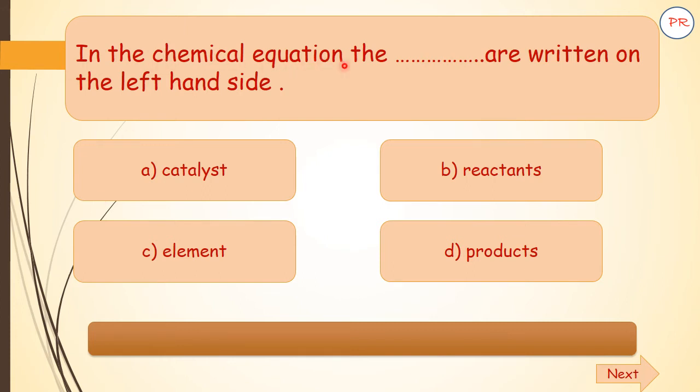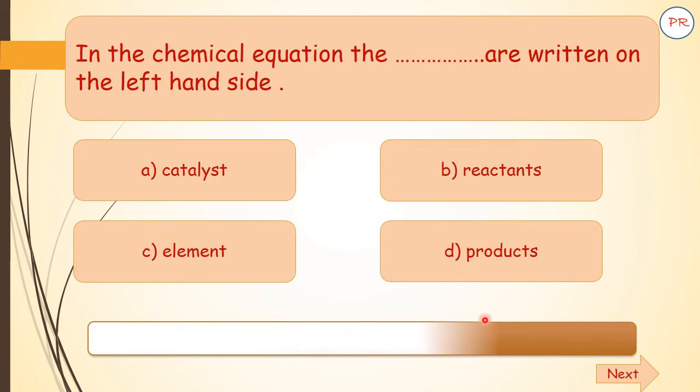In the chemical equation, the dash are written on the left hand side. A. Catalyst, B. Reactants, C. Element, D. Products. Your time starts now. The correct answer is B. Reactants.